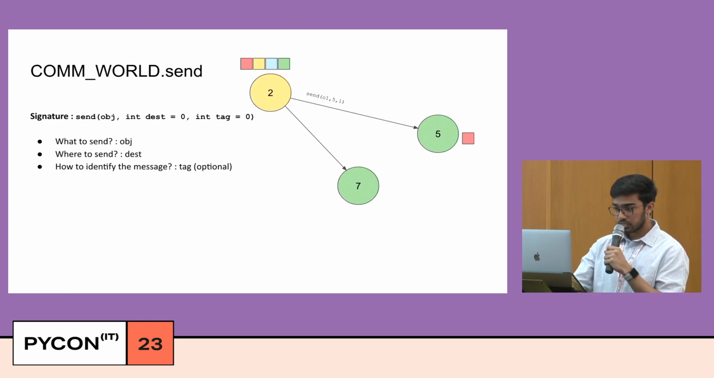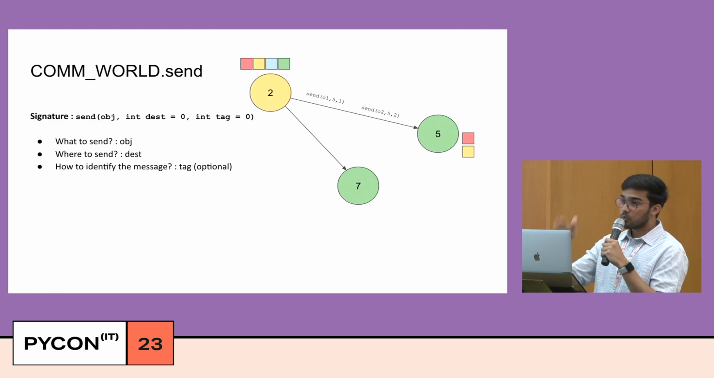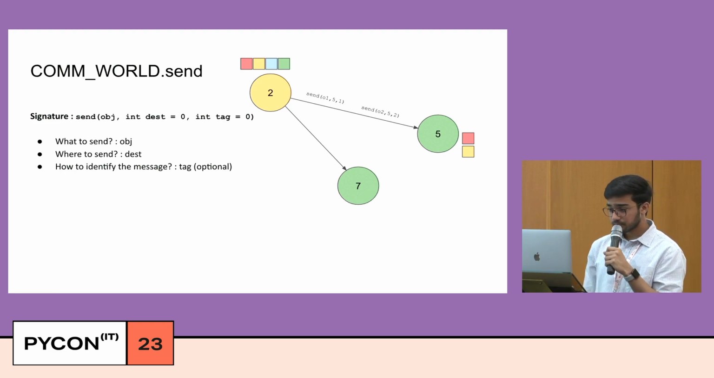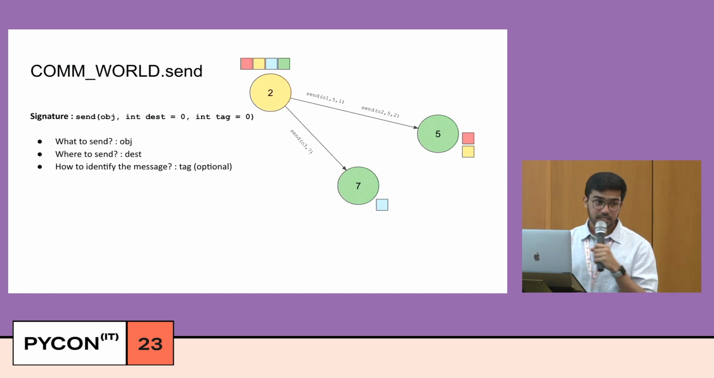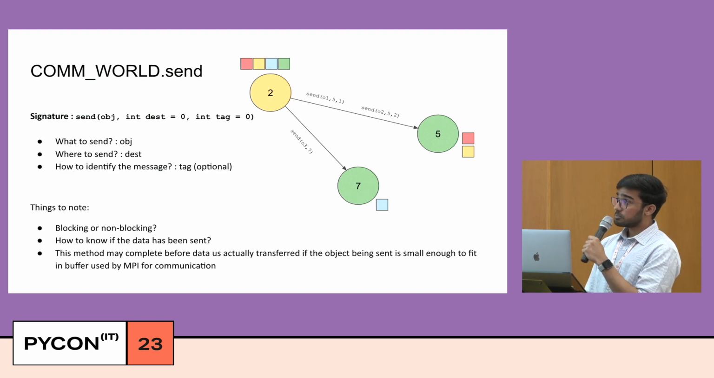So it first sends it with 1, it sends another data with 2. So 5 knows that, okay, I received O1 first and received O2 later. But tag is optional. So 2 can also send something to 7 without a tag if 7 does not need to know what's the exact order of my messages. So this is an additional parameter. So this is our first method.